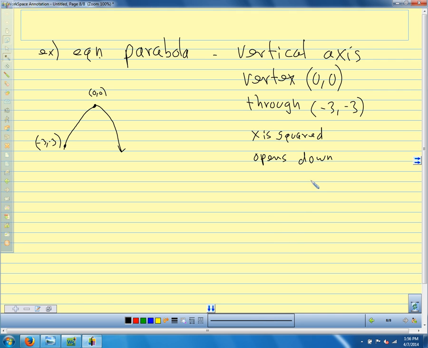So I can start to write my equation. I know that it's x minus h, so (x minus 0) squared equals 4p. I got the 4p right this time. 4py. Now how can I find p? I need to find p.